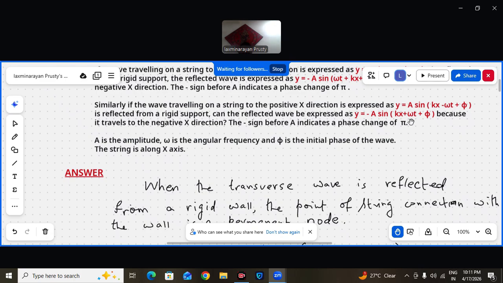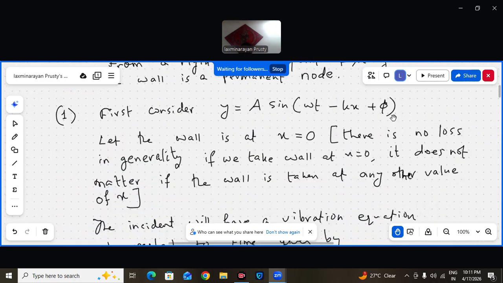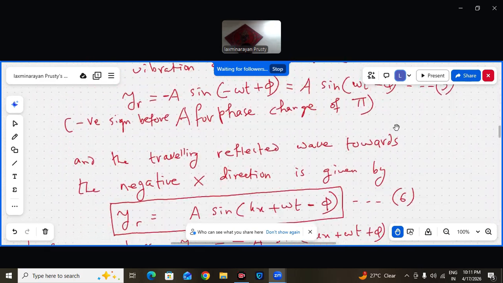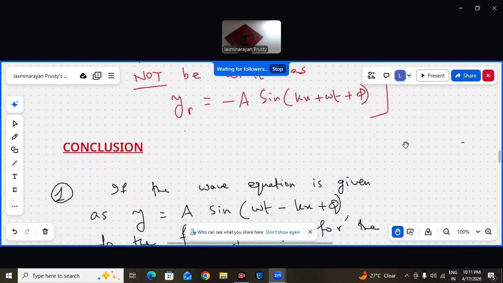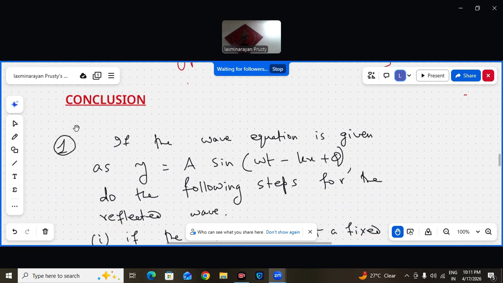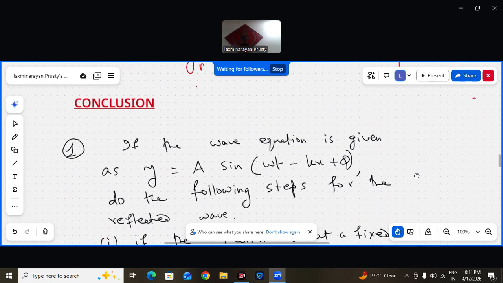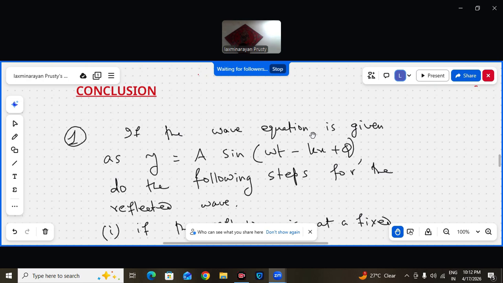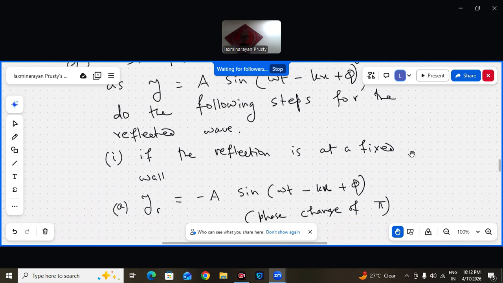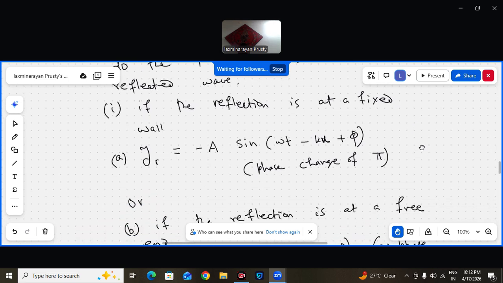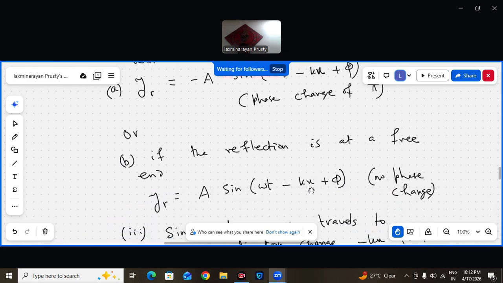Can we write like this? No, you cannot. So what is the conclusion? Conclusion, I'm just writing the whole thing in an elaborate manner. If the wave equation is in terms of sin(ωt - kx) form, it is a very simple thing. Just put a minus sign for a phase change. Then since it's traveling to the negative x direction, change minus kx to plus kx.